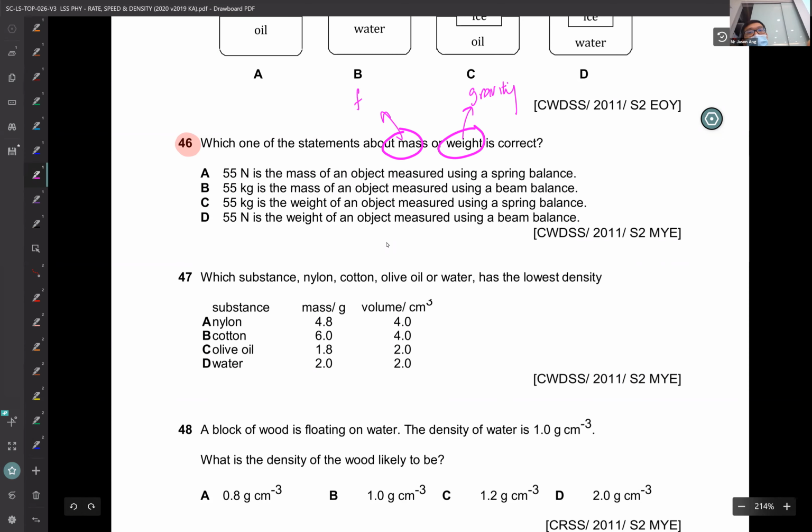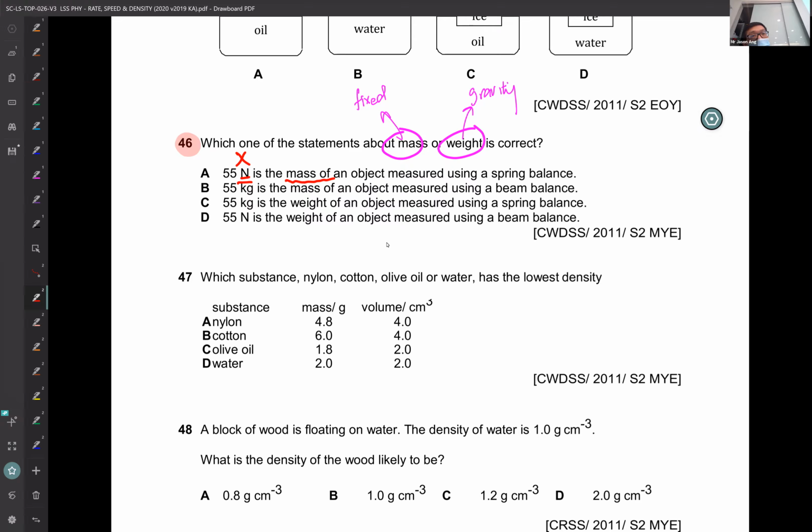Okay, your mass is always fixed. The mass will not change. So look at statement A. What is wrong with statement A? When they describe the mass of an object, do you use the unit called Newton? You don't. Newton is to describe the weight.